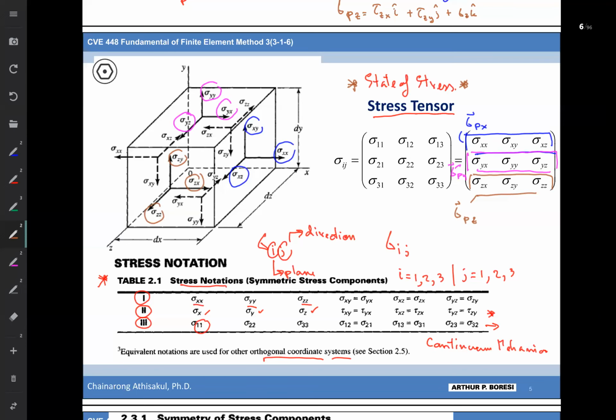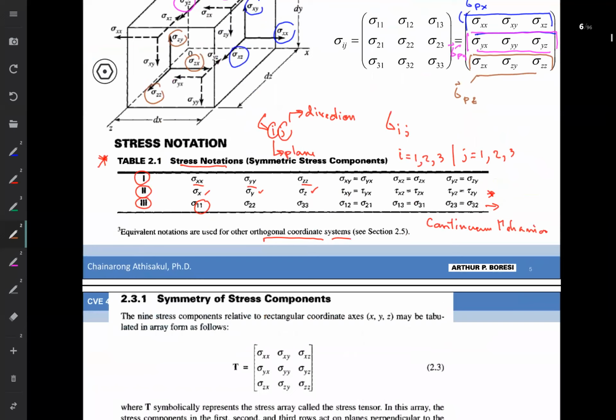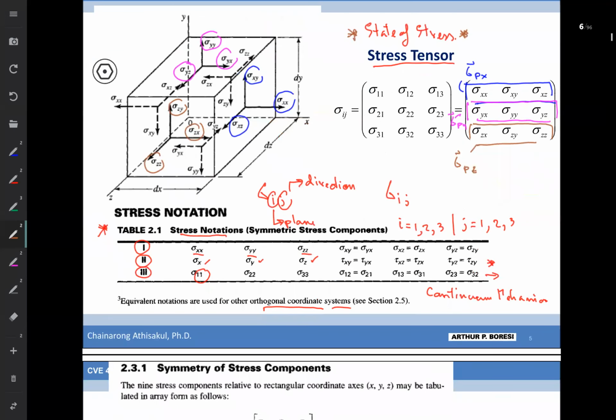The state of stress or the stress tensor has 9 components because it is a 3x3 matrix. In tensor terms, it is a second order Cartesian tensor. We are normally familiar with the matrix, and a second order tensor is like a matrix. We will not go into the tensor because it is maybe out of our scope.